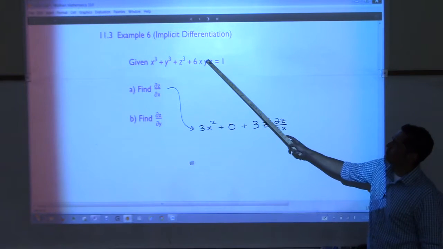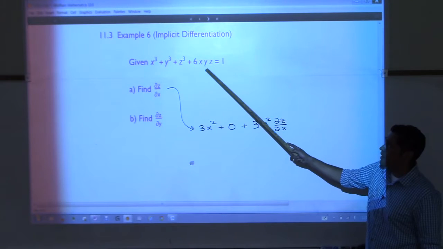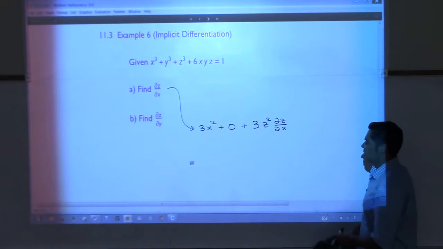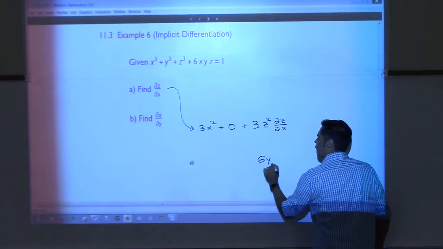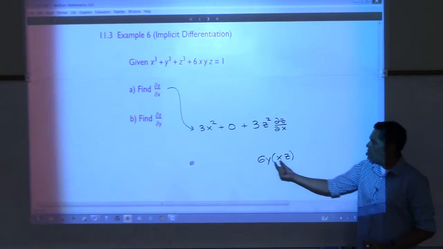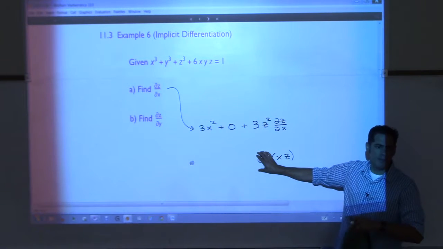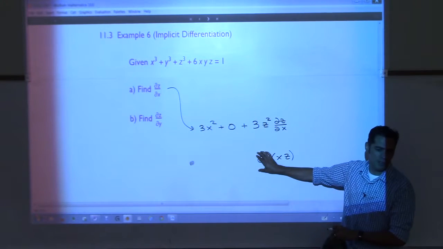Y is a constant, though, and it's attached to functions. Let me write it this way. Kind of look at it this way. Y is a constant. It's going to come out with the 6. Ignore this. What's the derivative of x times z? What are you going to use here? Product rule, right? You've got to use a product rule there.